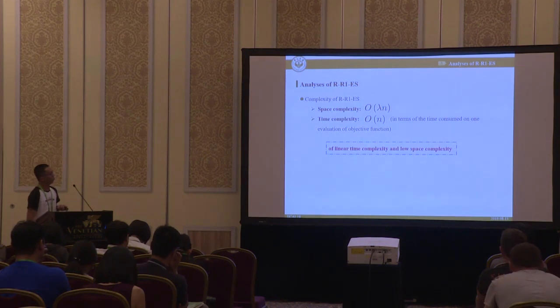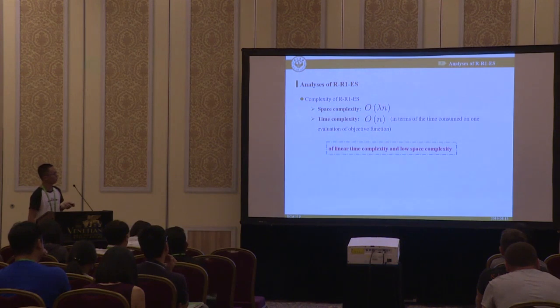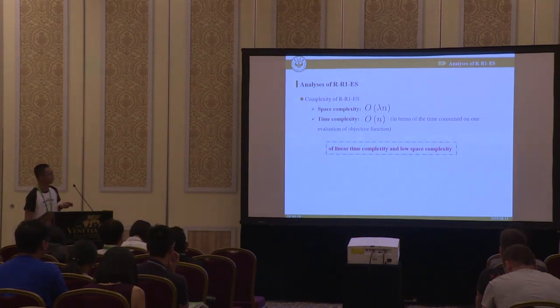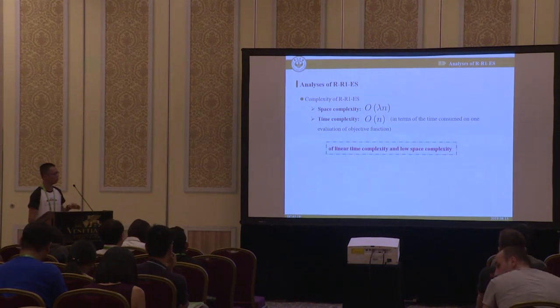First of all, we can conduct analysis of our proposed model. We can see that the proposed model is of linear time complexity and low space complexity. This is the most important characteristic compared to the ES proposed by OpenAI.